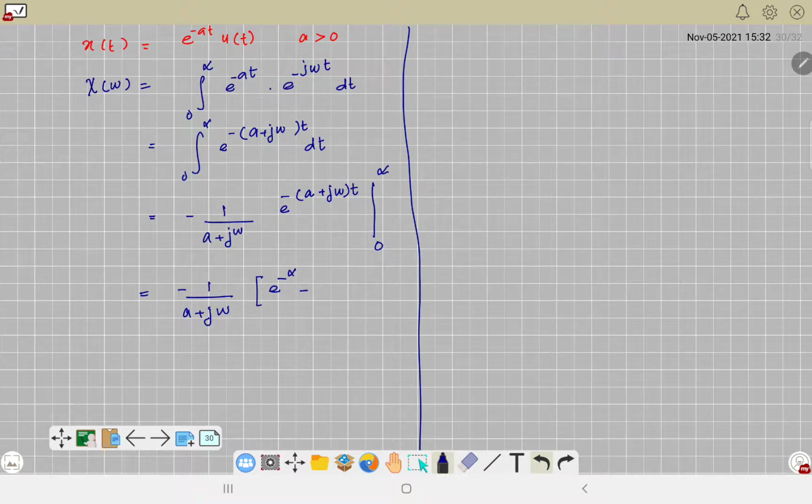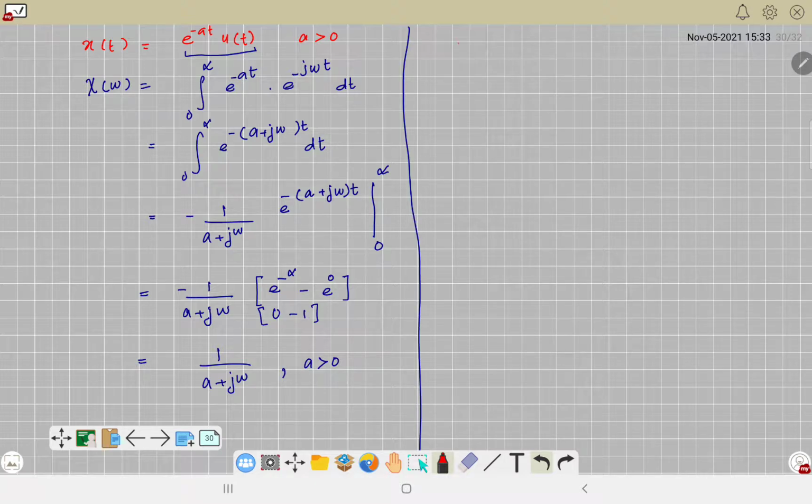Right, so this will be e raised power minus infinity minus e raised power 0, which will be 1 divided by a plus j omega, as this will be 0 minus 1. Accordingly, it will be like this. Here obviously a is greater than 0. So this is the Fourier transform of this signal, an exponential signal modulated by a unit step function.